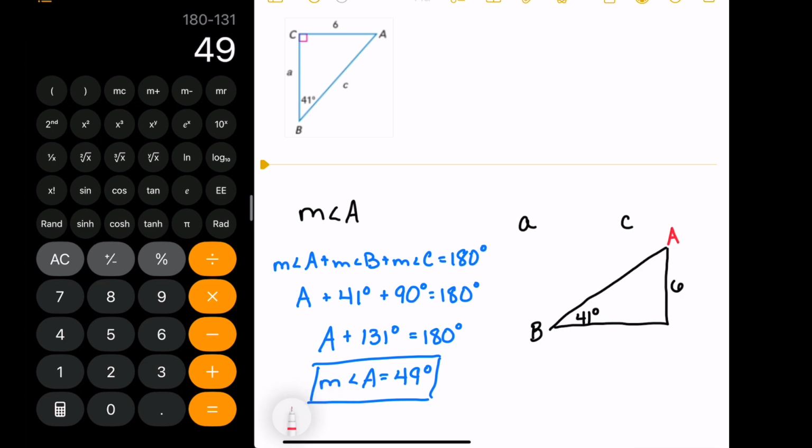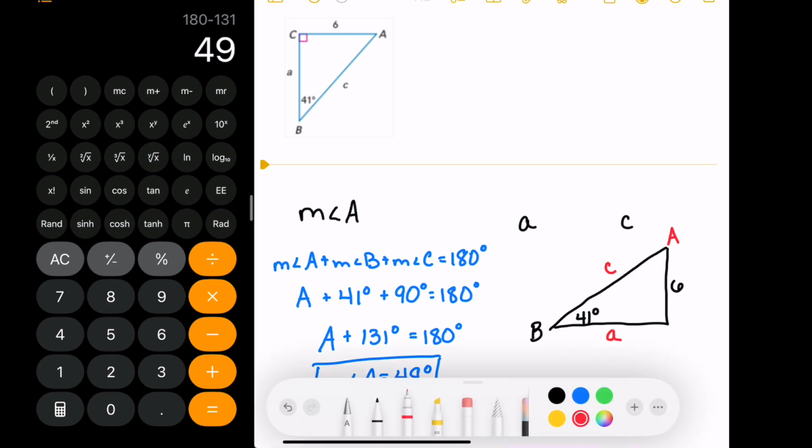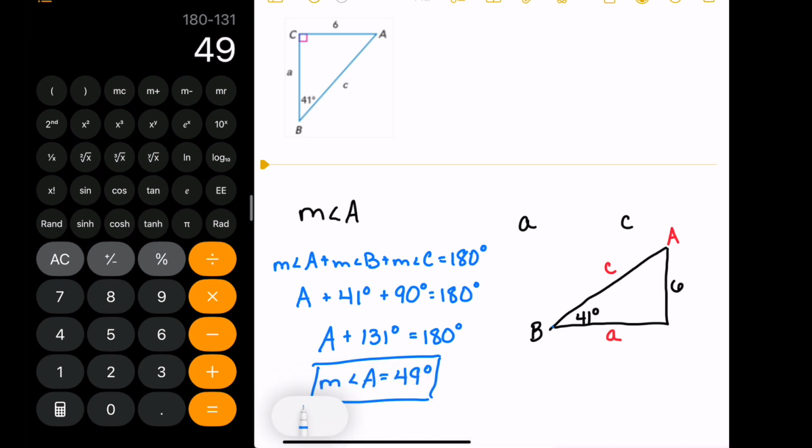So to find side A, what would we need to do? The reason I'm going to start off by finding side A is because once I know side A, I can use the Pythagorean theorem to find side C. So let's find side A first, and then we'll use the Pythagorean theorem. So let's look at these two sides. What side do I have? Well, the side that I have, side B, is opposite my given angle. So side B, that side with the measure of 6, is opposite the 41 degrees.